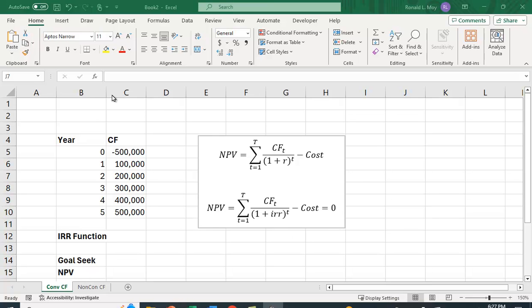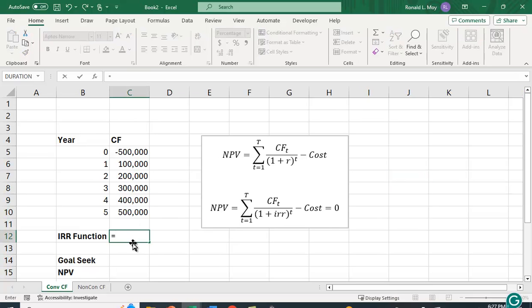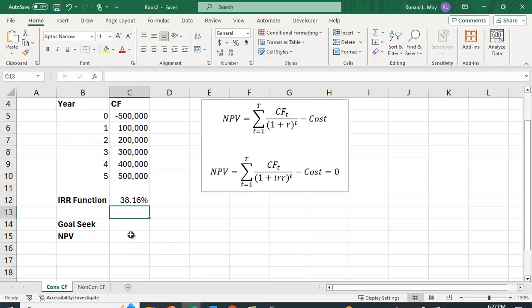As I said before, we have a function here that will do this for us, and we'll compare it to what GoalSeek does. So here I'm just going to highlight these, and I get 38.16%. Now, GoalSeek can search and try different interest rates, and will find the value that meets the conditions you want.